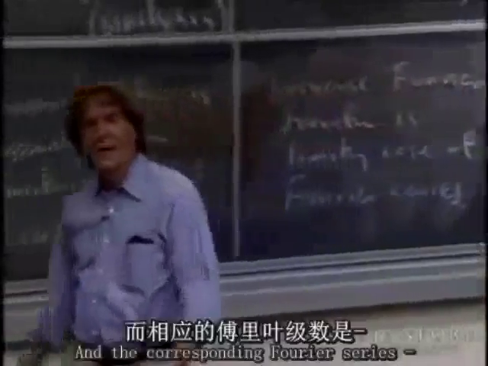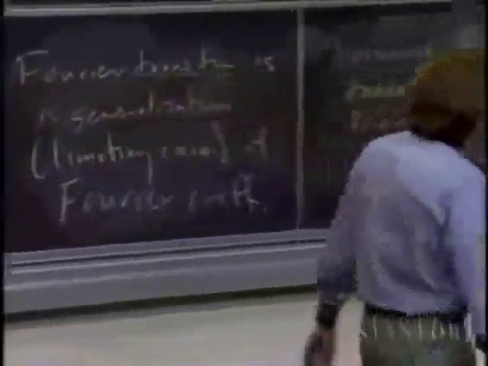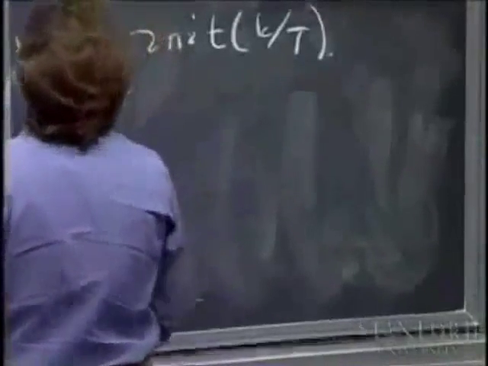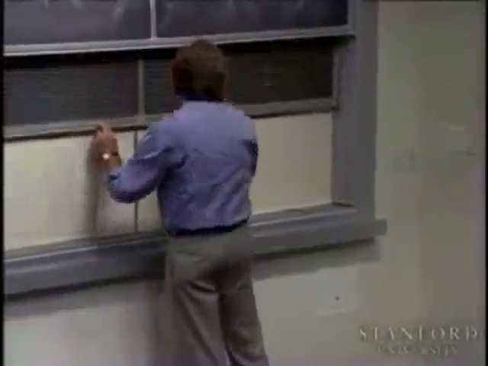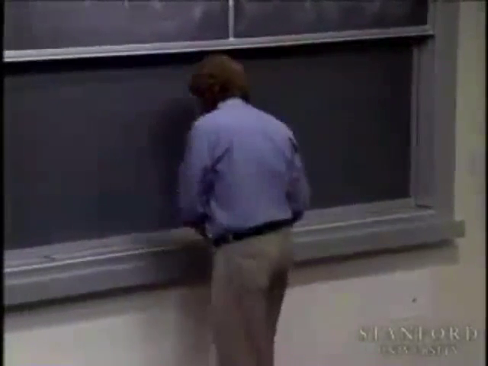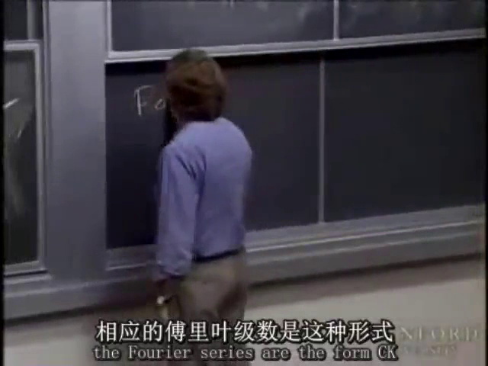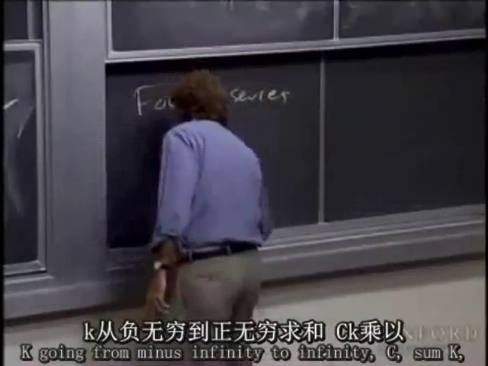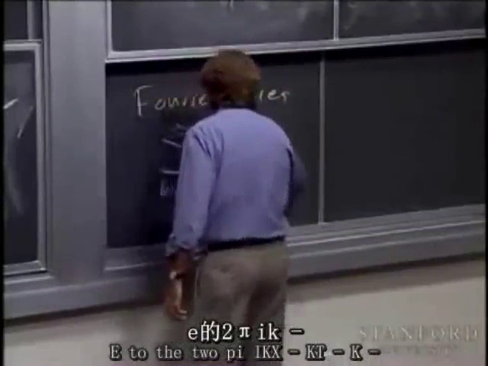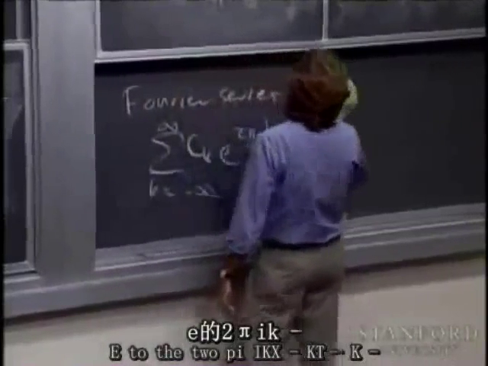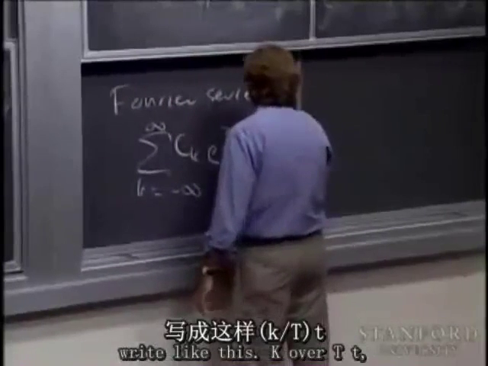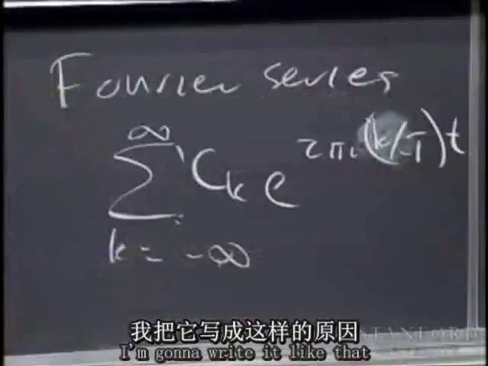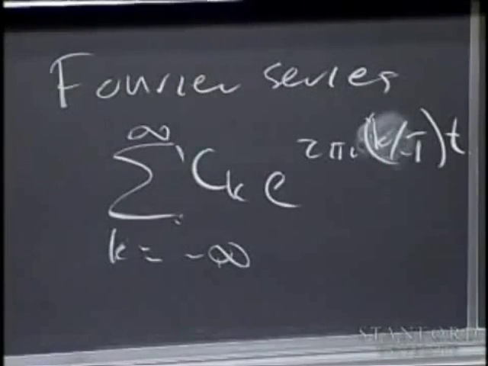And the corresponding Fourier series, put it down here, the Fourier series are of the form the sum over k going from minus infinity to infinity of c sub k, e to the 2 pi i k t over capital T. I'm going to write it like that for reasons you'll see in just a second. All right? That's what the Fourier series looks like.